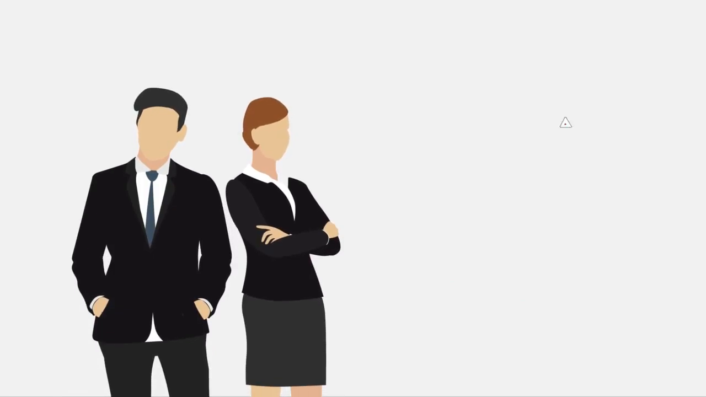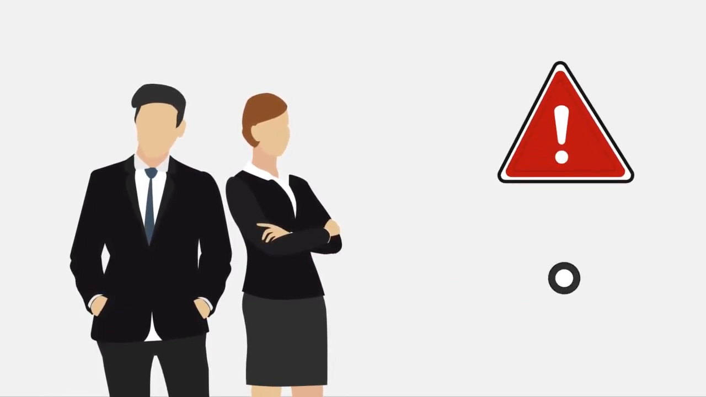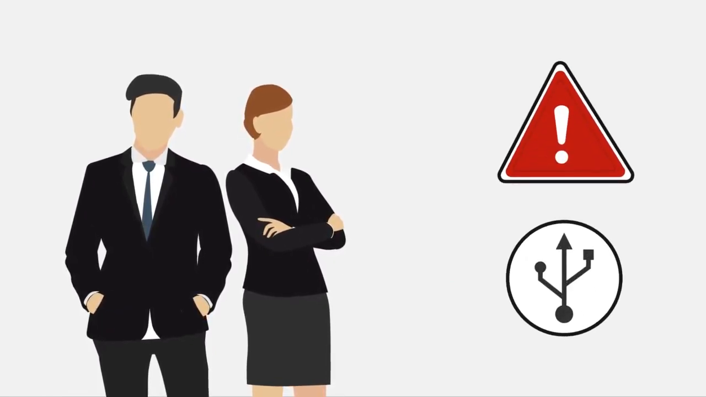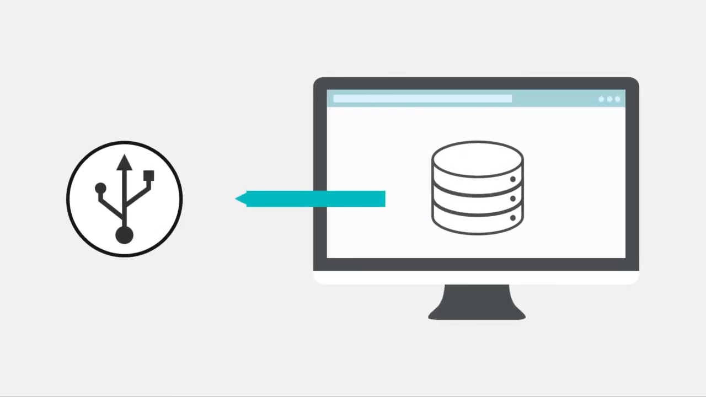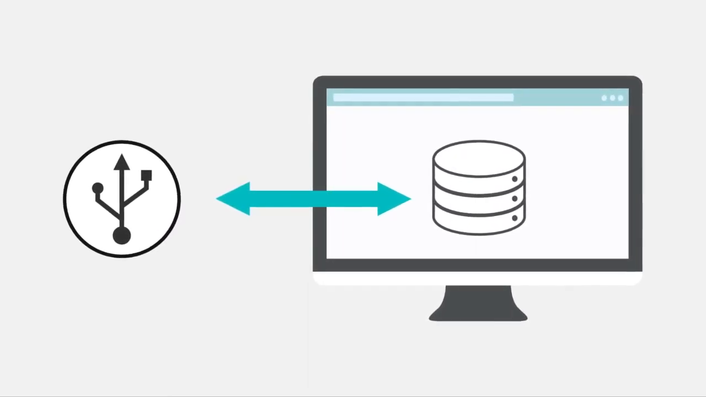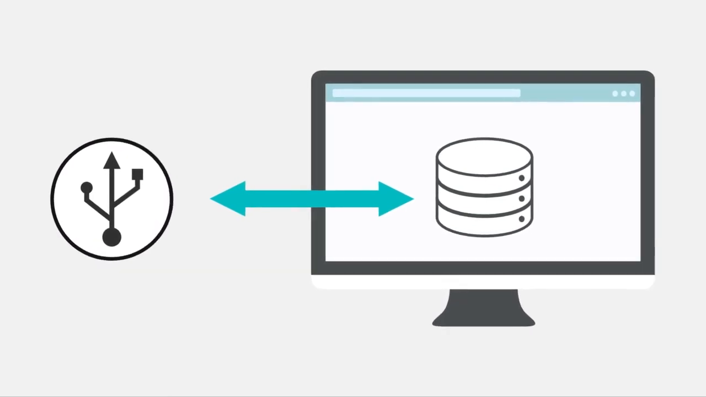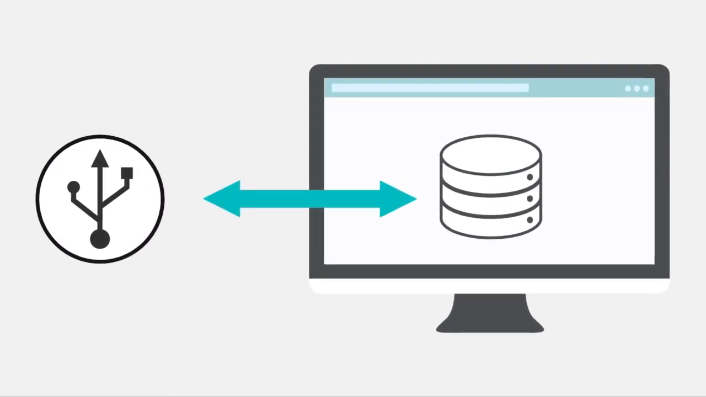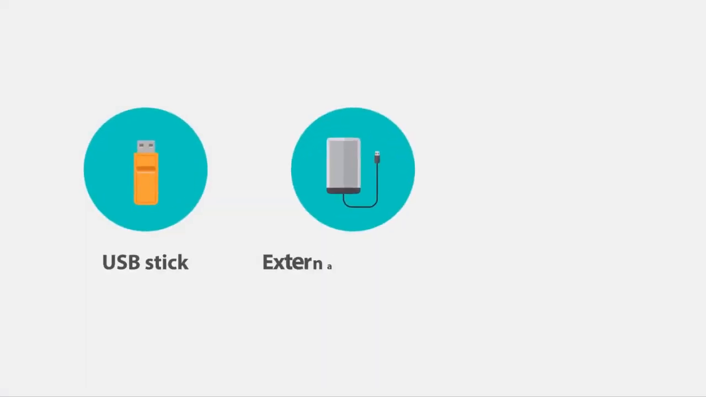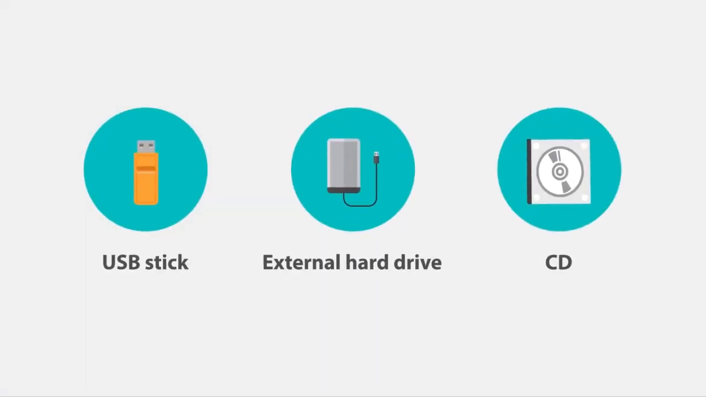This short video will explain the concept of attacks performed via removable media devices. But first, what is a removable media device? Any portable data storage medium which can be used to carry data off-site or bring data onto the premises falls under the category of removable media. Removable media can take many forms, such as a USB stick, an external hard drive, or a CD.